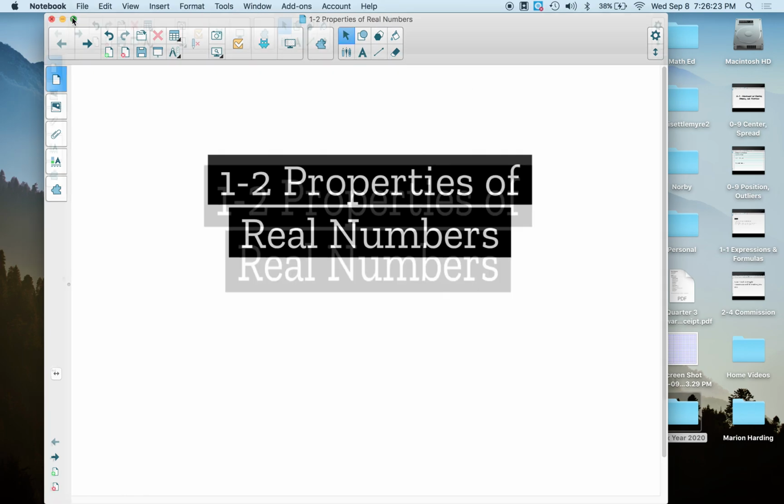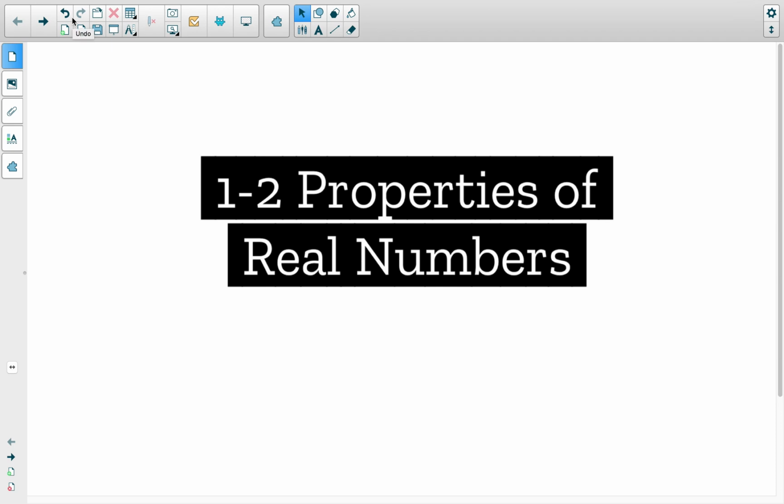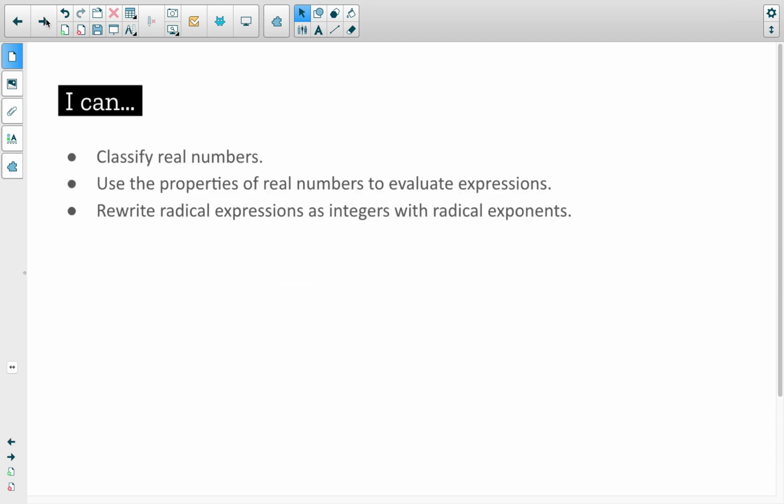Welcome back. This is all about properties of real numbers. This video is not super computation heavy. It's mostly concepts, so I'm hoping to be pretty quick with it. Okay, we're going to be able to classify real numbers, use the properties of real numbers to evaluate expressions, and rewrite radical expressions as integers with radical exponents.